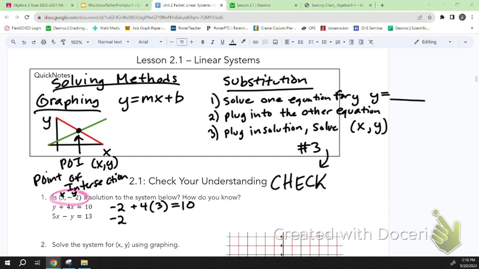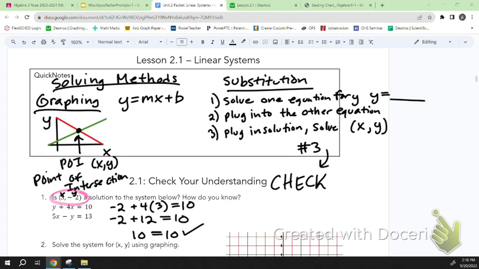We get -2 plus 12. Oh my gosh, we get 10 equals 10. So does that mean it works for the whole system? What should we do next? What do you think, Kia? What should we do next? Check the other one. Yeah, let's check the other one.